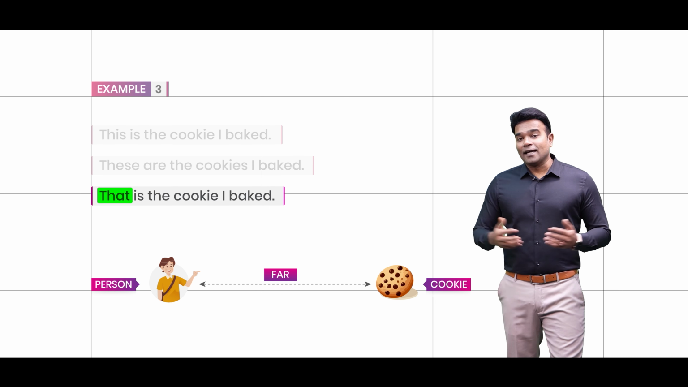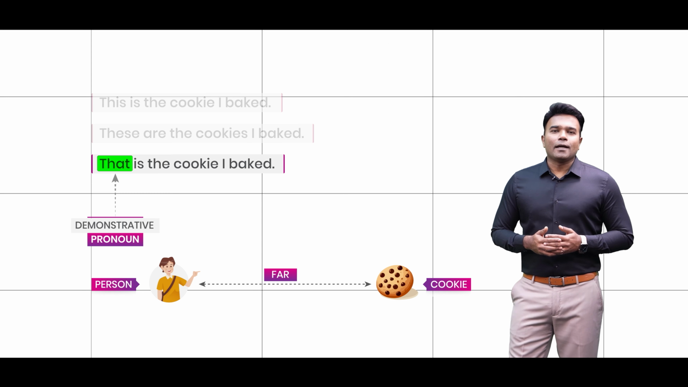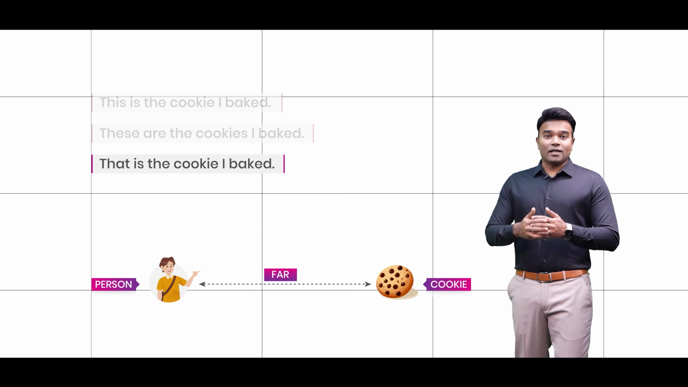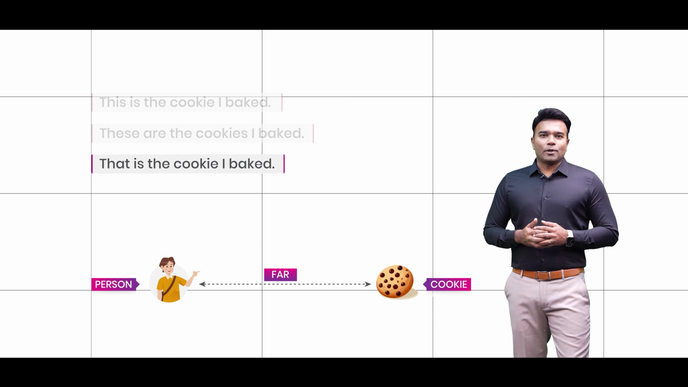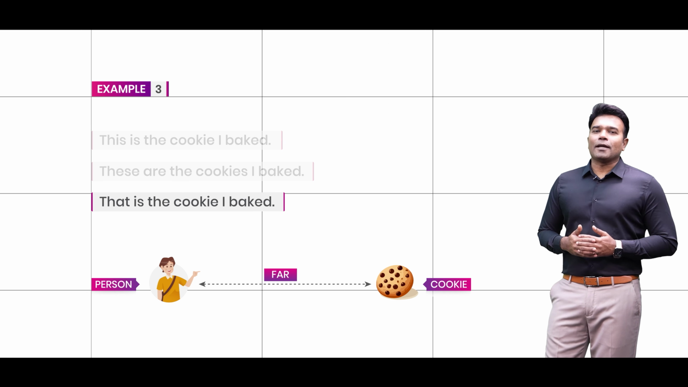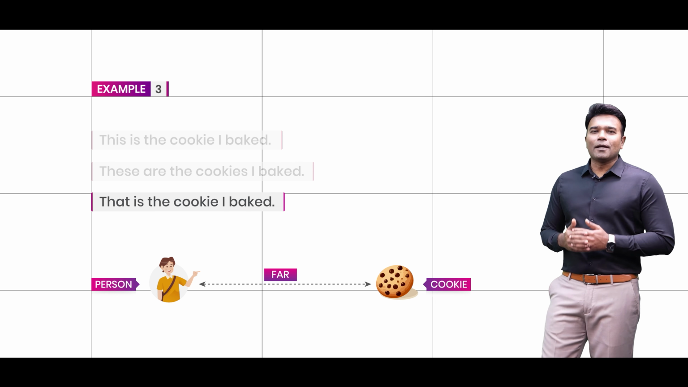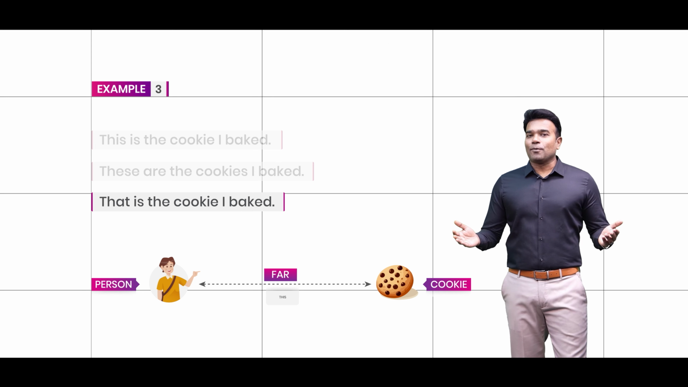Well, here "that" happens to be a demonstrative pronoun, which is definitely showcasing that the person who has baked the cookie and the cookie are not at a near distance, rather they happen to be at a pretty far distance. And because there is a considerable distance between the person baking the cookie and the cookie, we are not making use of the demonstrative pronoun "this", rather we are making use of the demonstrative pronoun "that".